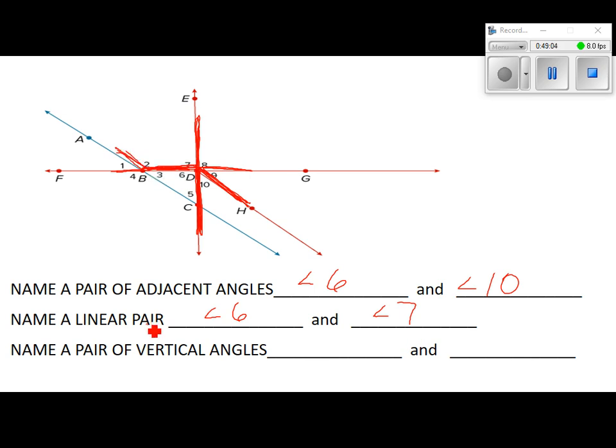A linear pair. Vertical angles. Vertical angles are a little tougher. 6 and 8. Angle 6, angle 8. Everybody agree with that? There's vertical angles? Yep.